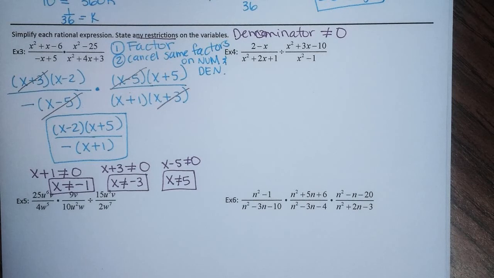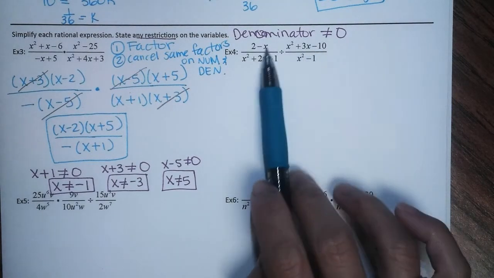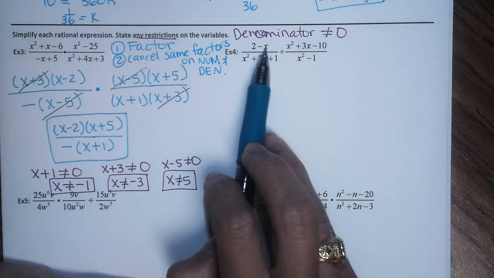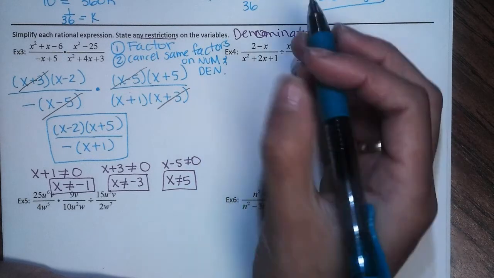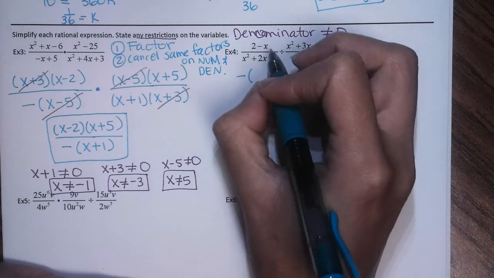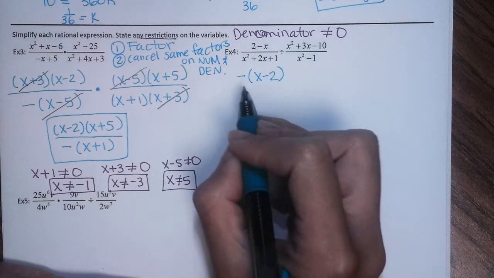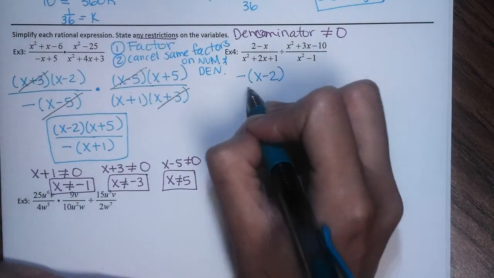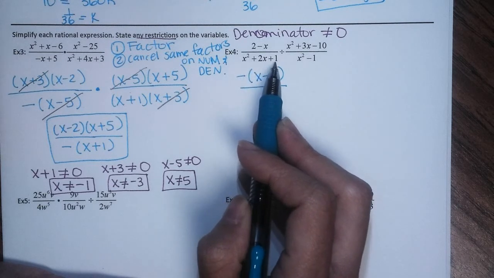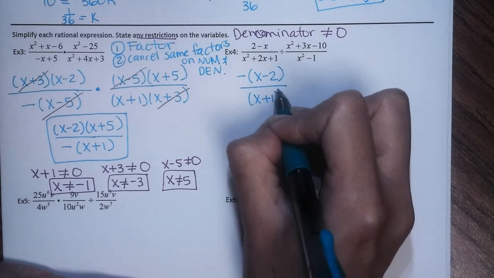Okay, I guess let's try the next example. Example 4. The very first step when you're simplifying rational expressions is to factor. So let's factor 2 minus x. I'm going to factor the negative out of the x because I always like x to be positive. So let me take out a negative here. And this would be x minus 2 now. So negative parentheses x minus 2. Let me do the denominator here. x squared plus 2x plus 1 is going to be x plus 1 squared.